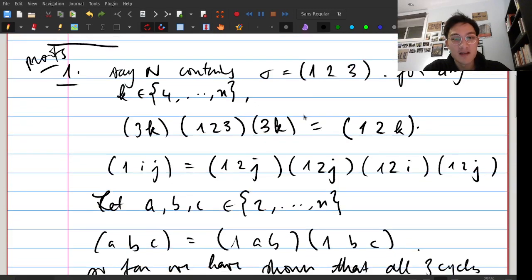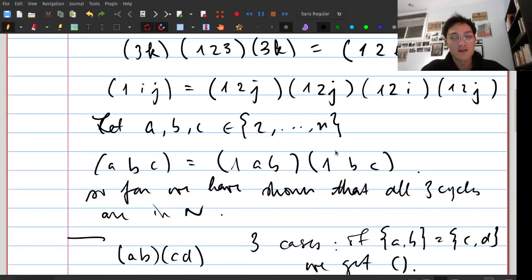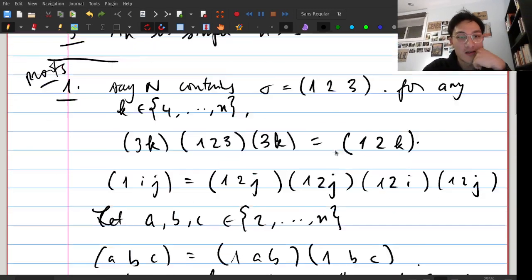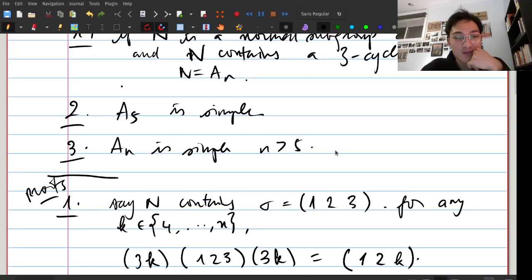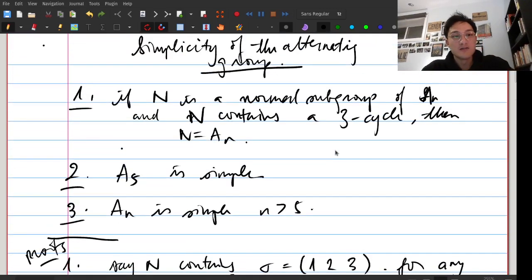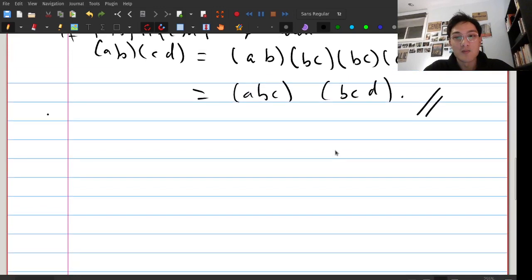Okay, hopefully that was... I didn't write all the words in between there, but I think I said all the steps. Okay, so 2 doesn't actually rely on 1 at all. 2 is, we prove A5 just by itself. Okay, and this I don't really remember.